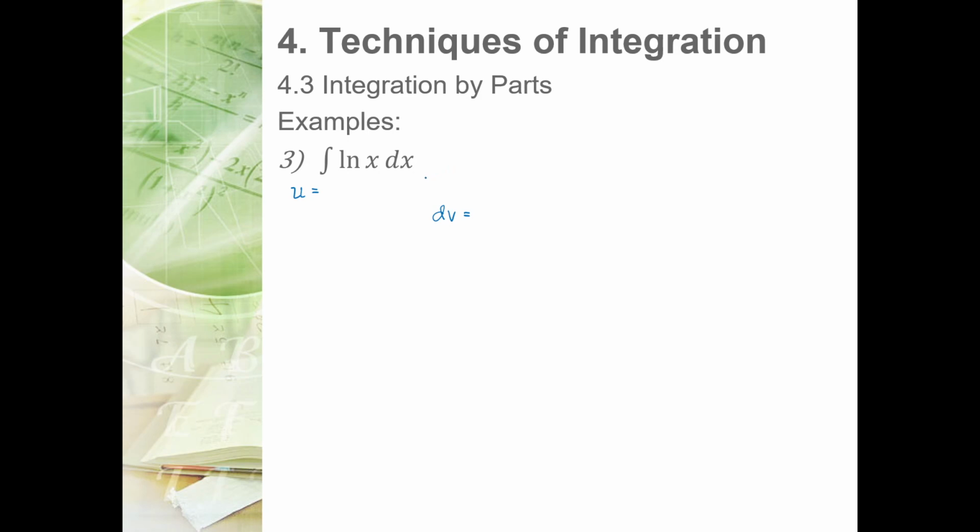The complicated term is ln x, but we cannot integrate ln x, right? So it's difficult for us to use that as your dv term. So ln x goes here as u, because we can easily differentiate that one. And your dv is, of course, just dx.